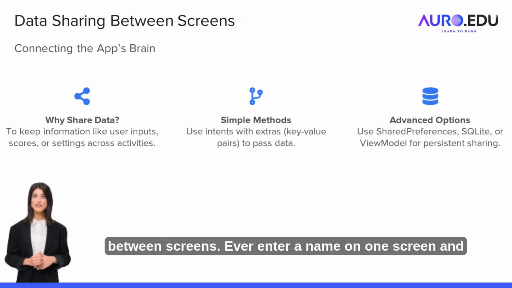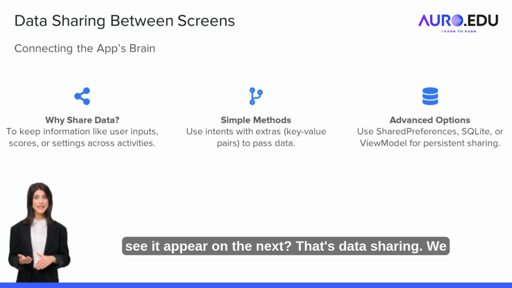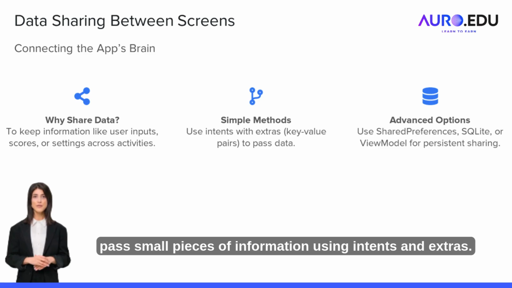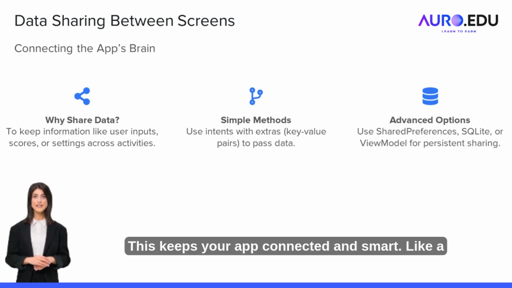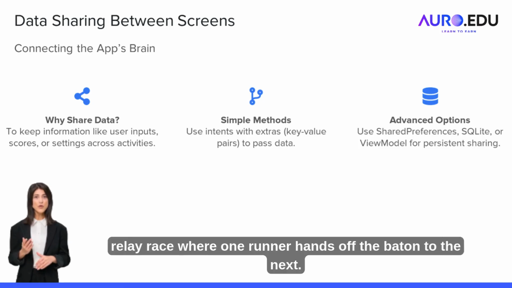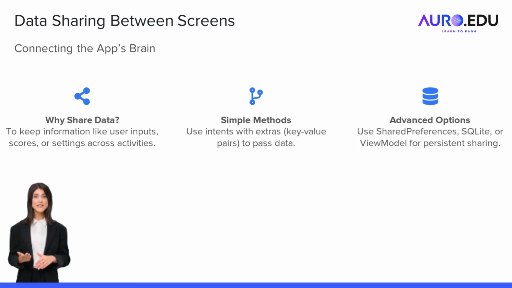Data sharing between screens. Ever enter a name on one screen and see it appear on the next? That's data sharing. We pass small pieces of information using intents and extras. This keeps your app connected and smart, like a relay race where one runner hands off the baton to the next.